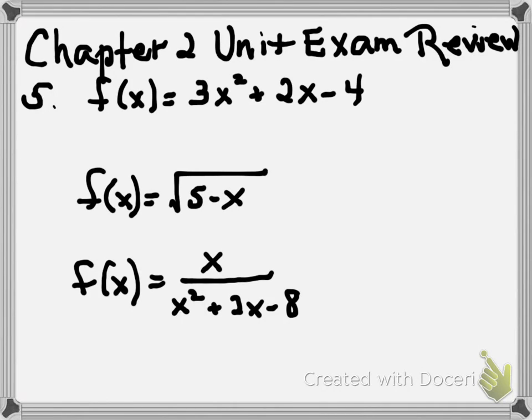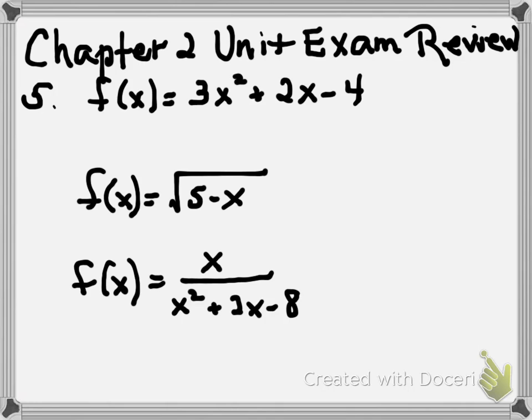Chapter 2, Unit Exam Review, number 5. Find the domain of each function. Now you're looking for not having a negative underneath the square root, and you do not want division by 0. So those are the two things we're looking for to restrict the domain.